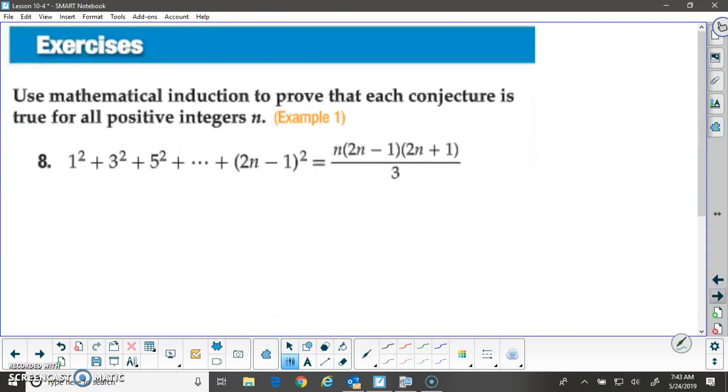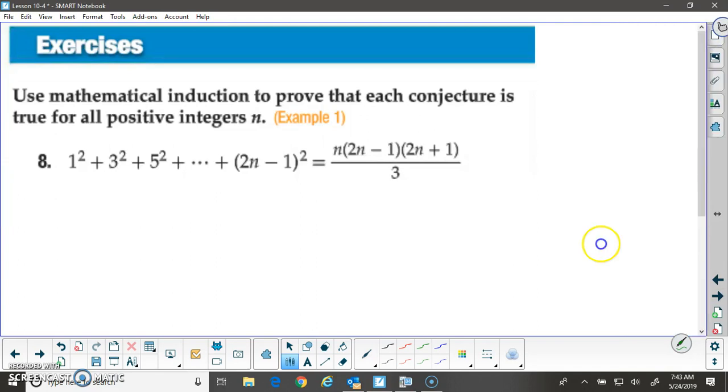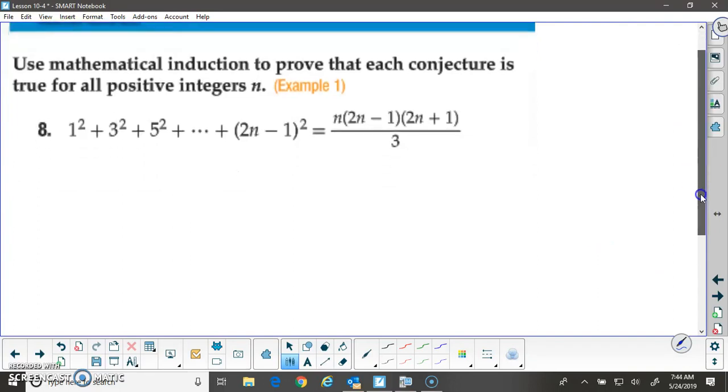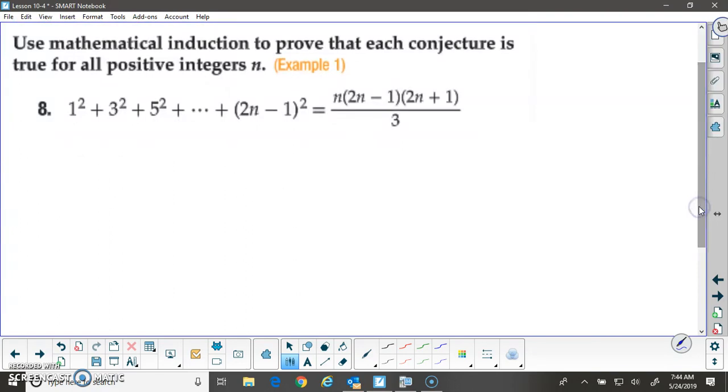Alright, last example. You can see here the pattern is not arithmetic, it's not geometric. We're going to try to use math induction to prove that this is always true. So we start off with step A, trying to show that it's true for n equals 1.